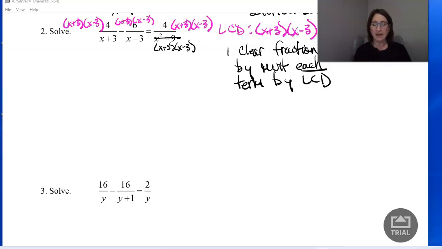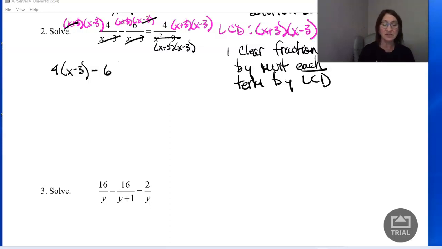Let's go ahead and we're going to reduce. So my x plus 3's reduce. So I'm left with 4 times x minus 3 minus, okay? My x minus 3's reduce. So I'm left with 6 times x plus 3. Then my equal sign. My x plus 3 and my x minus 3's, they actually reduce.